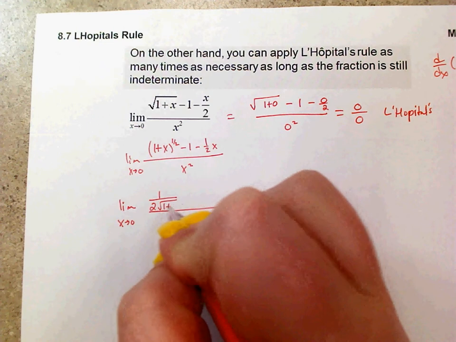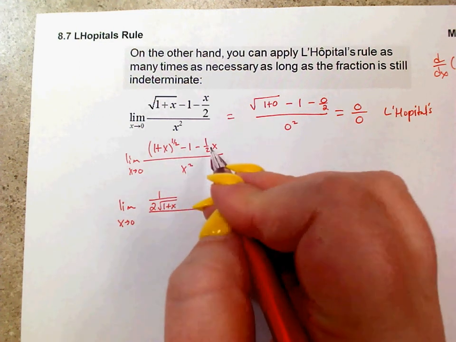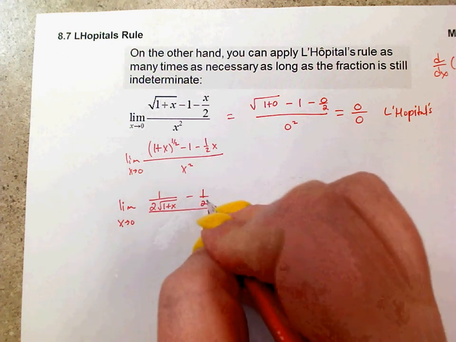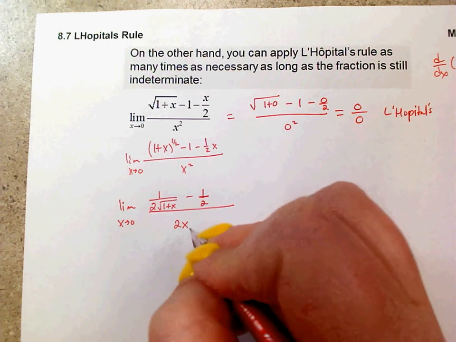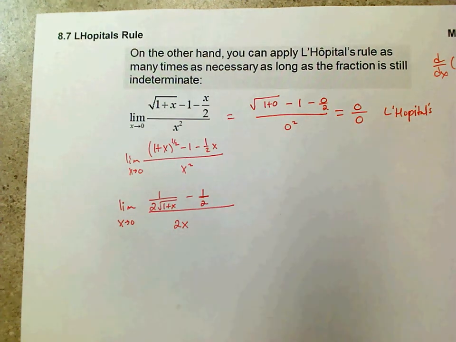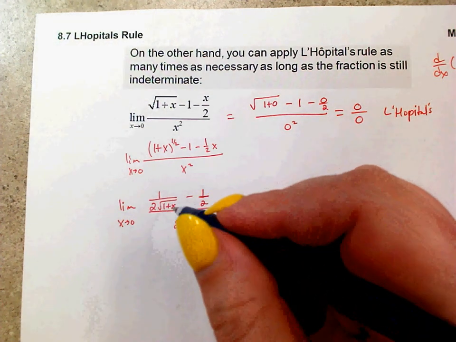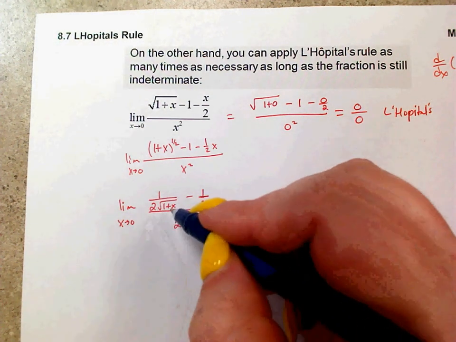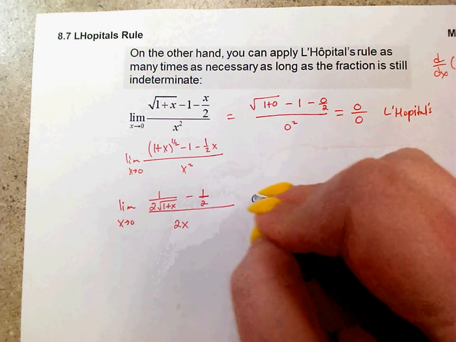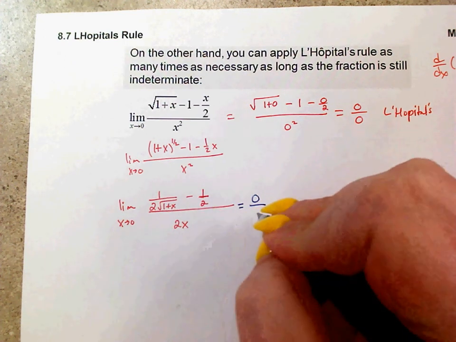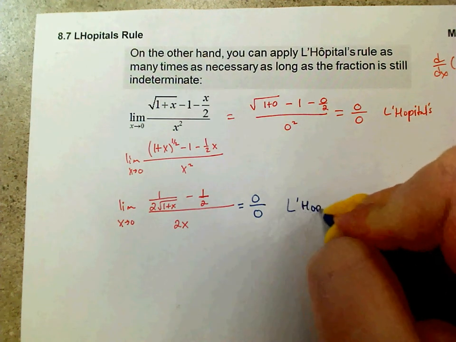The derivative of negative 1 is 0, and the derivative of negative 1/2 x is just minus 1/2, divided by the derivative of x squared, which is 2x. So that's an issue, because I'm going to have 0 in the denominator, but oh well. Alright, let's plug in 0. We must plug in 0 every time we take the derivative. Plug in 0, I get 1 plus 0, which is 1. This is 1/2 minus 1/2, which is 0. And 2 times 0 is 0. That's indeterminate form again, which means I can use L'Hopital's again.